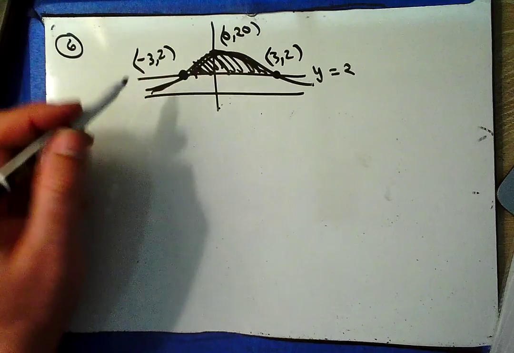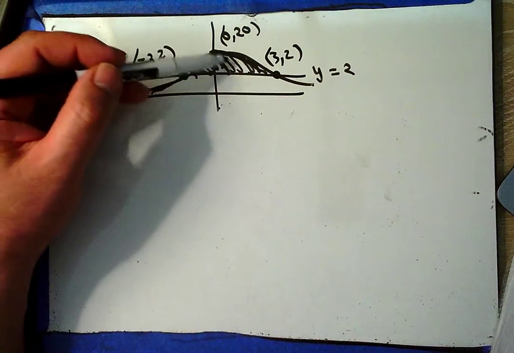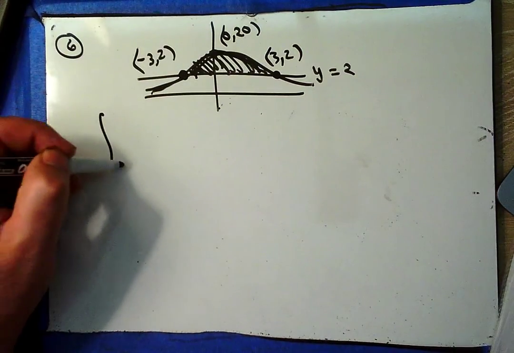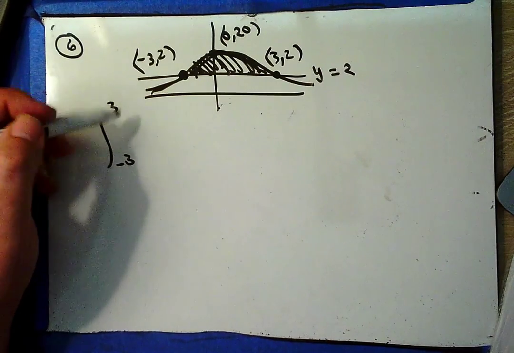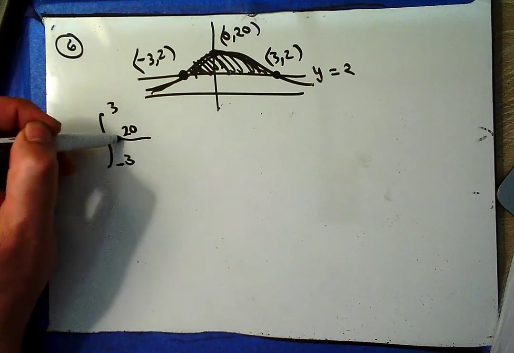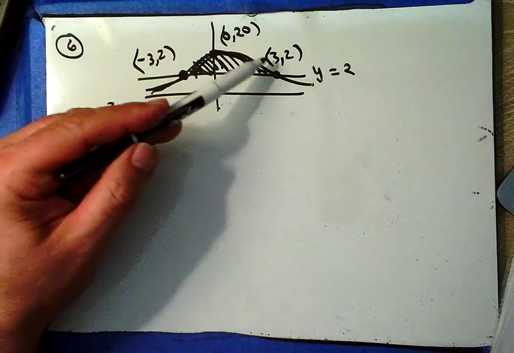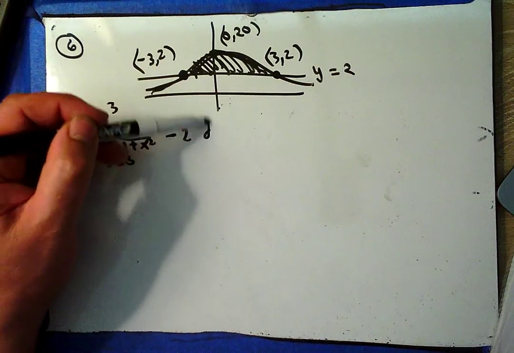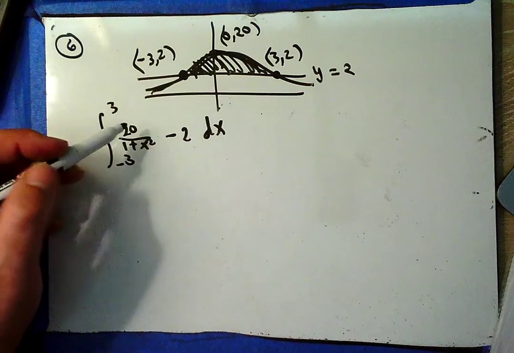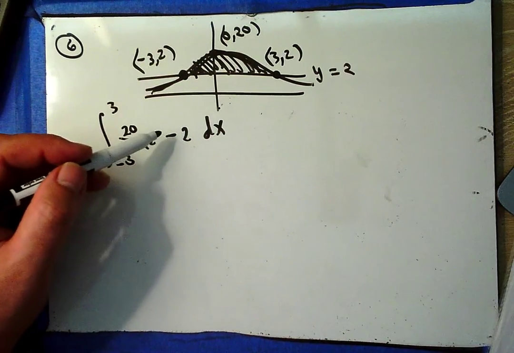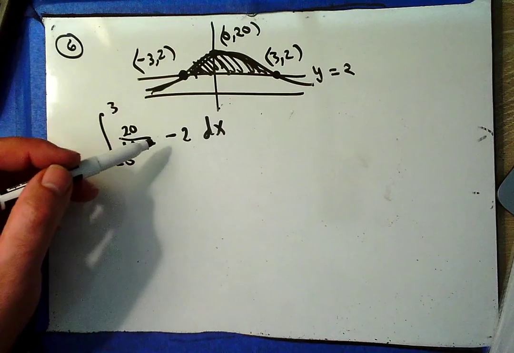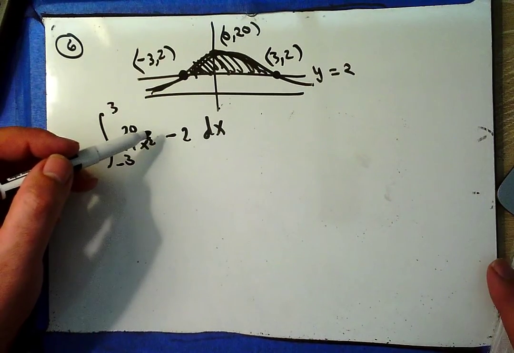What are we supposed to find? The area of this region here. And so I could go from -3 to 3 of 20 over 1 plus x squared, that's the top function, minus the bottom function, y equals 2, dx. So simply integrating top minus bottom will get me the area of that region.